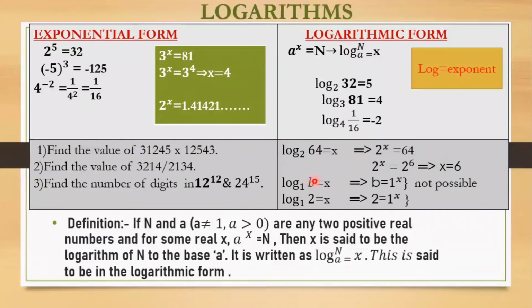Next, log of b to the base 1 equal to x is written as b equal to 1 to the power of x. And log of 2 to the base 1 equal to x is written as 2 equal to 1 to the power of x. Here, if 1 is raised to any power, is it equal to b or is it equal to 2? No. 1 raised to any power will always be equal to 1. It's not equal to any literal or constant. So it is not possible. It means the base of the logarithm should not be equal to 1. That's why the condition is given here: a is not equal to 1 and a should be greater than 0.